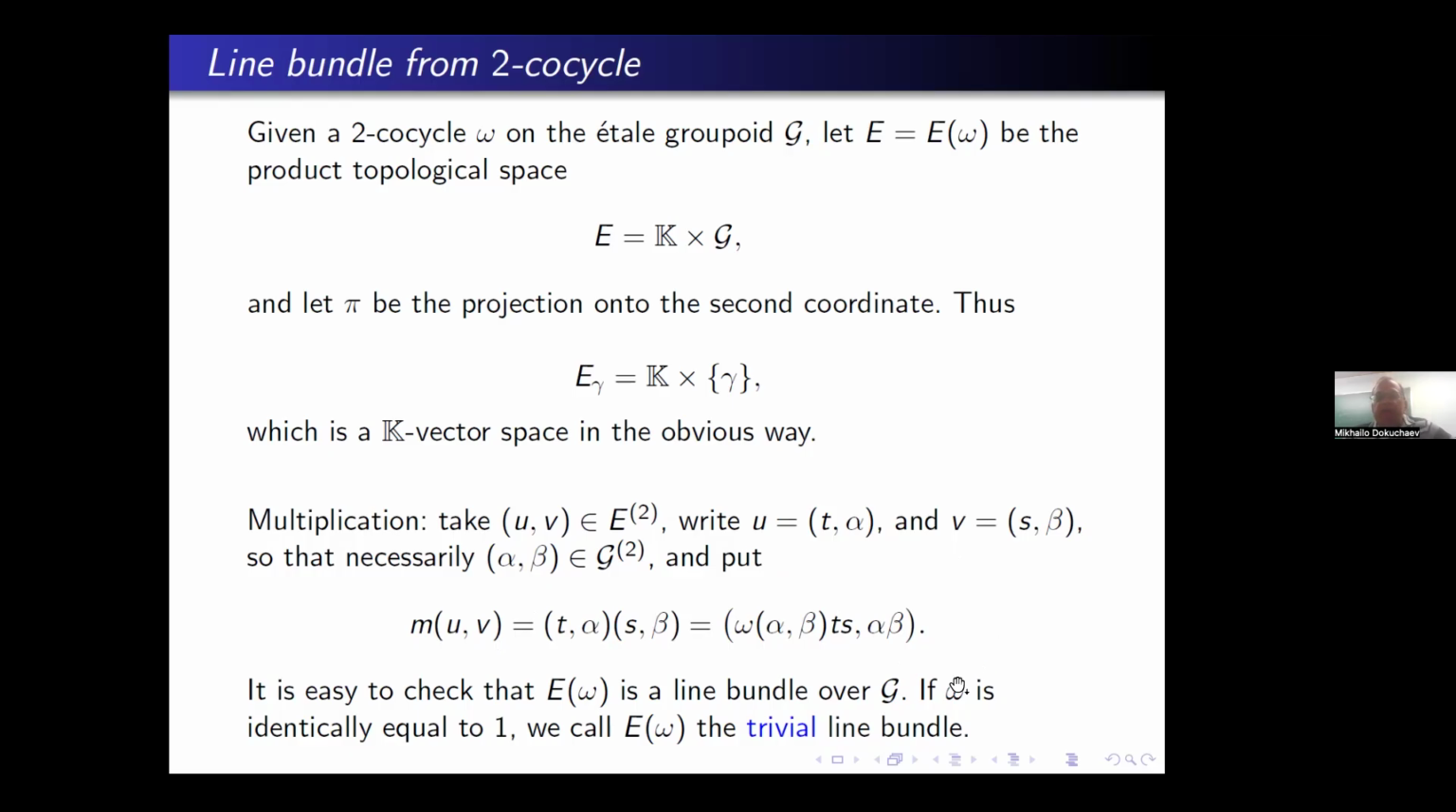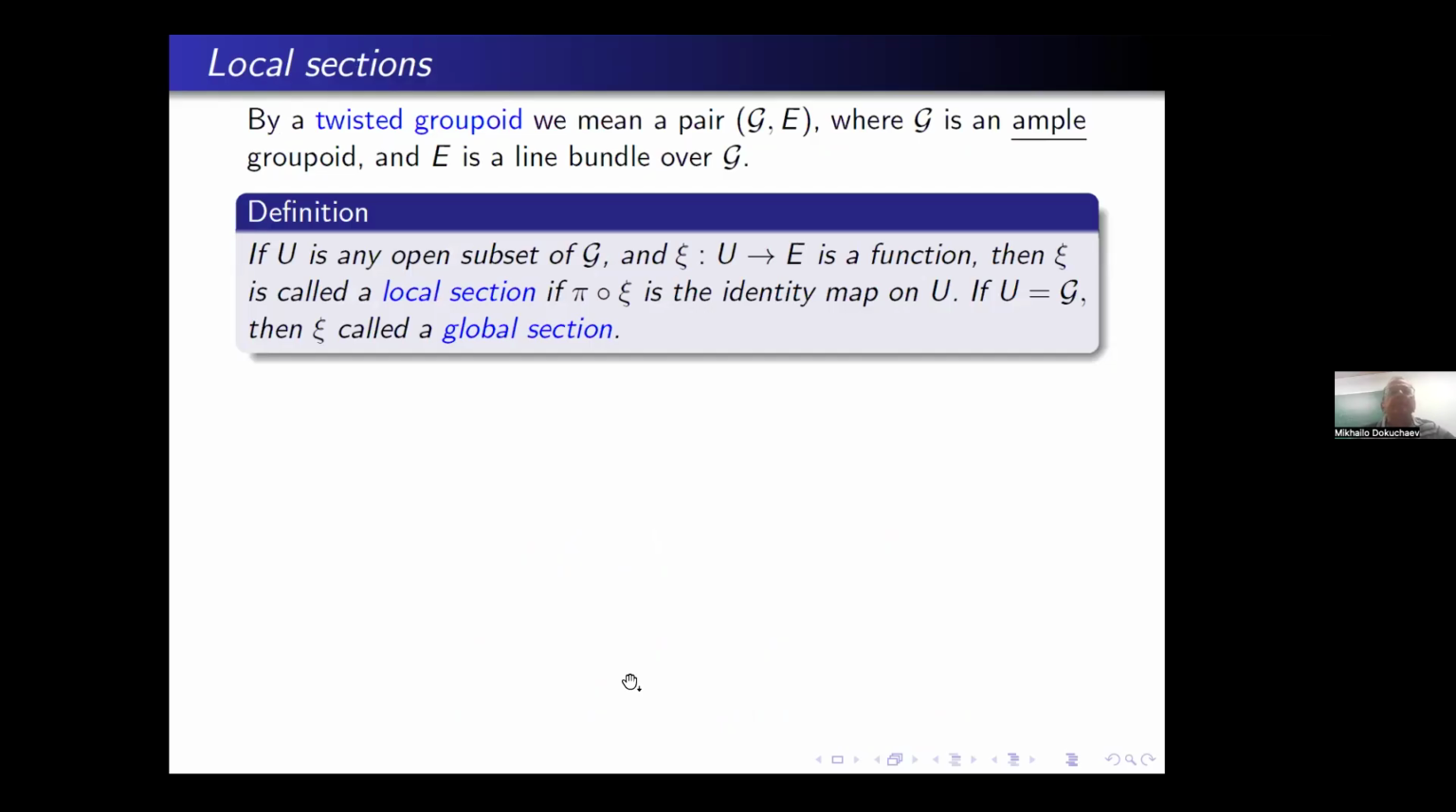Now if the cocycle is identically equal to 1, then we call this bundle trivial. So we denote this bundle by E omega, and if omega is the trivial cocycle, then we shall say that this bundle is trivial. Now, by a twisted groupoid, we mean a pair: an étale groupoid and a line bundle over that. Moreover, we assume that this groupoid is ample. When we define bundles, it's enough to assume it's étale, but when we speak about algebras, we need to assume that this is ample.